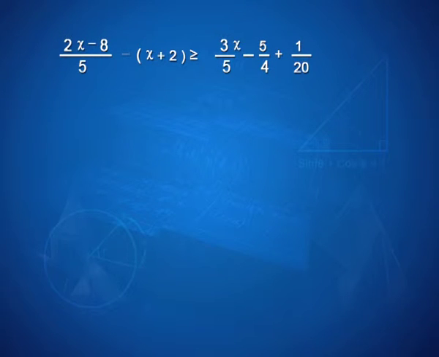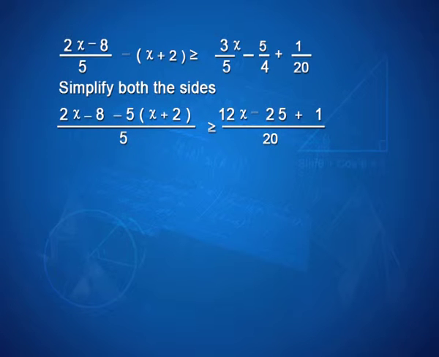2x minus 8 upon 5 minus x plus 2 is greater than or equal to 3x by 5 minus 5 by 4 plus 1 by 20. Simplify both the sides first, giving us 2x minus 8 minus 5 times x plus 2 whole upon 5 is greater than or equal to, the LCM is 20 here, therefore, 12x minus 25 plus 1 upon 20.